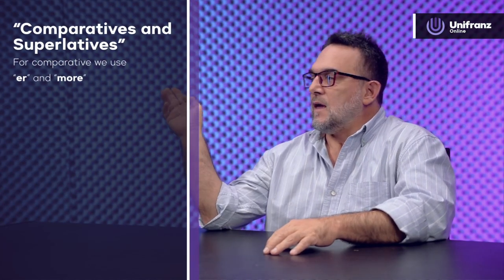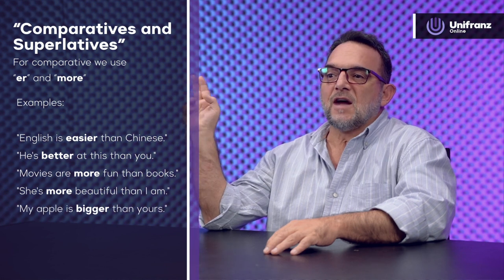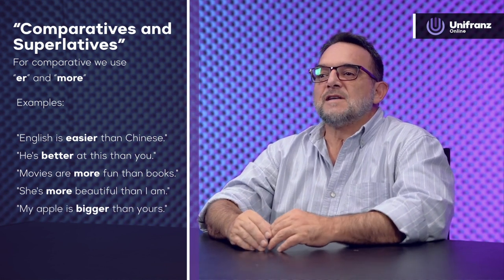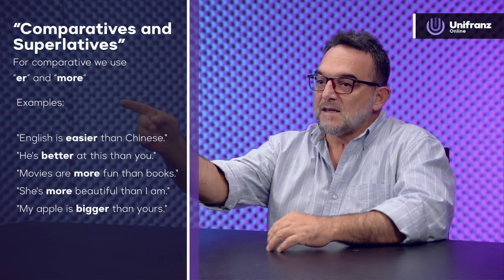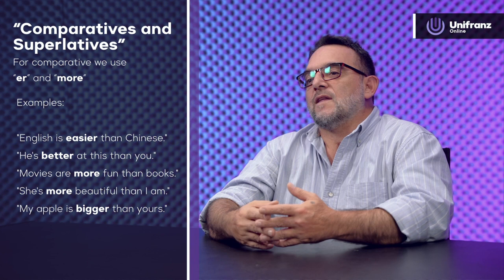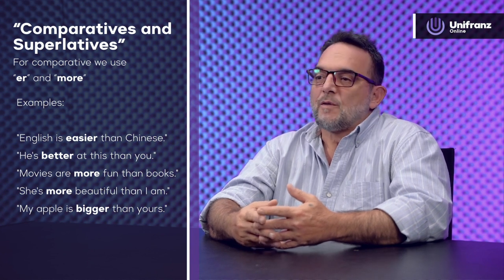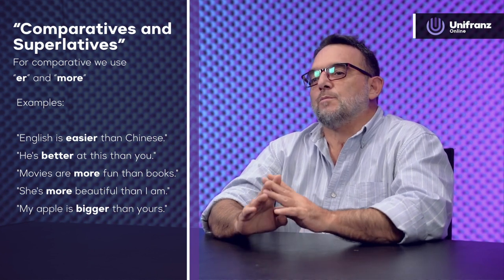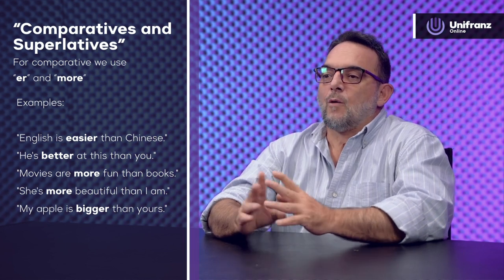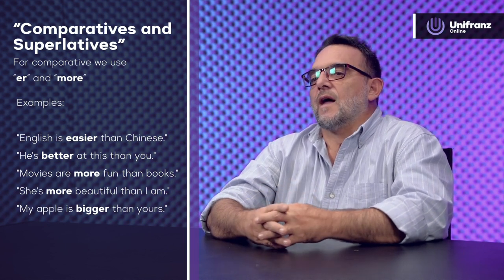Now I just want to give you a lot of examples. For comparatives, we use ER and more. English is easier than Chinese. That's confirmed. He's better at this than you. This guy is better than you at this. Movies are more fun than books. Some people prefer movies to books, not me. I prefer books. She's more beautiful than I am. My wife is definitely more beautiful than I am.